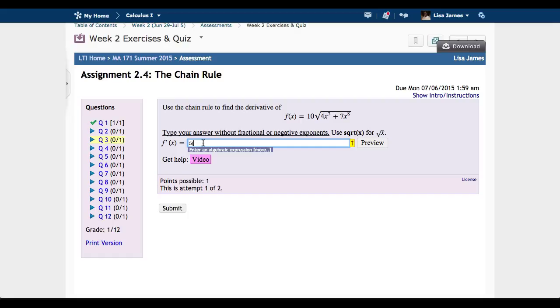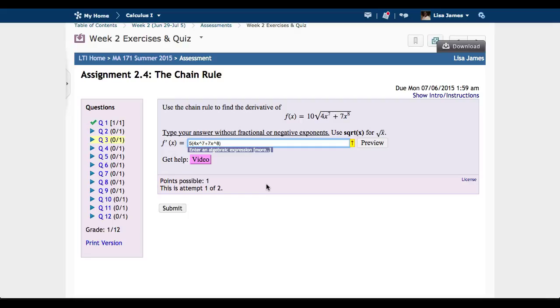5 times x, 5 4x. I'm going to use the hat symbol for exponents, plus 7x. I'm going to use the hat symbol again because I want x to the 8th power. And even though it says to write your answer without fractional exponents, I'm going to go on and write my answer with a fractional exponent, and we'll see what happens.